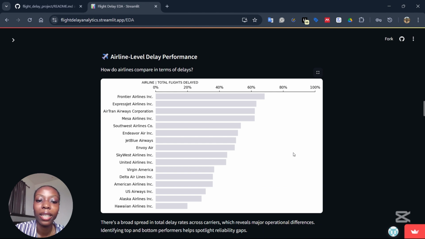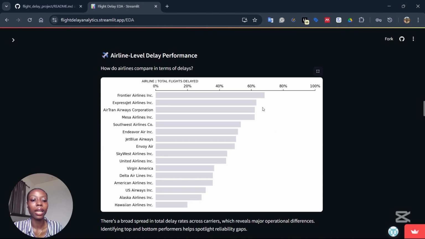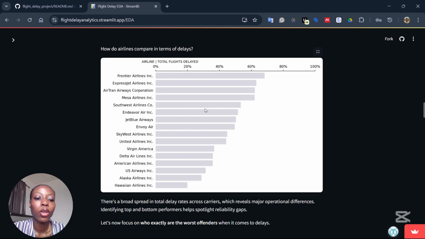So, how do airlines compare in terms of delay? We can see there is a broad spread in delay rates across all of the carriers that we have, which reveals major operational differences. Identifying top and bottom performers helps spotlight reliability gaps, and that's what we're going to be doing now. So let's focus on who exactly are the worst offenders when it comes to delays.